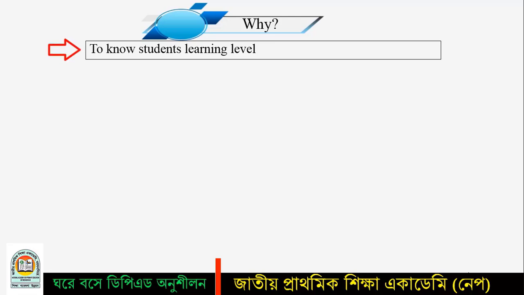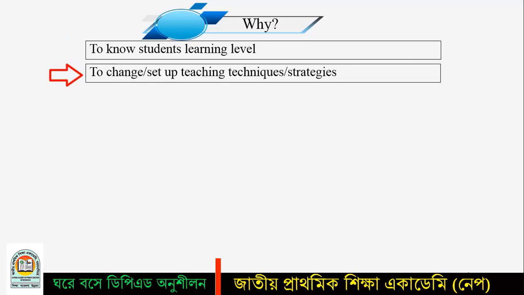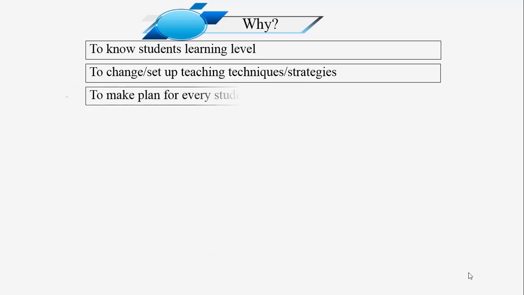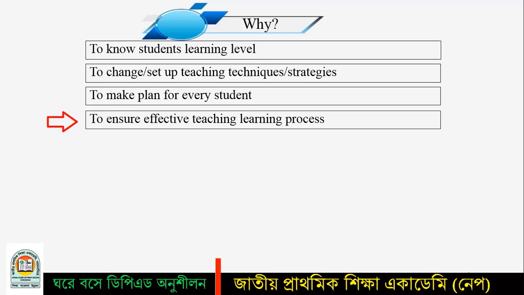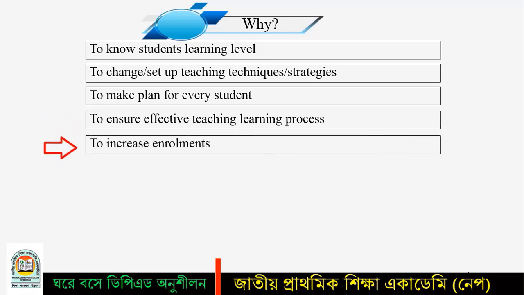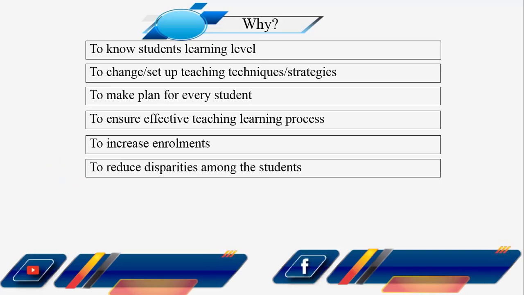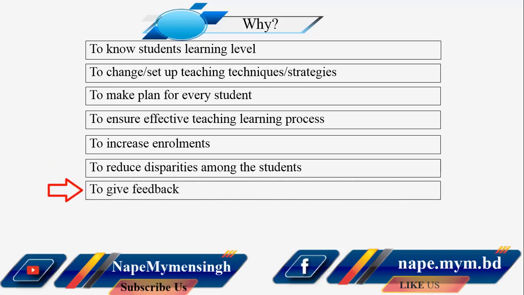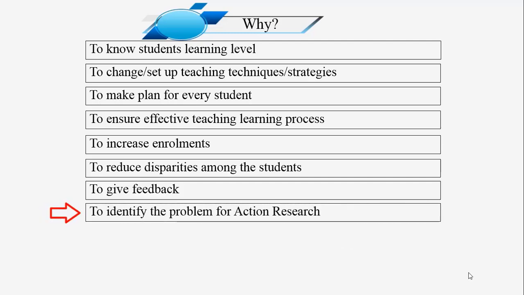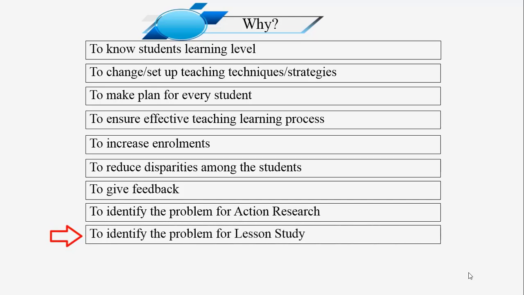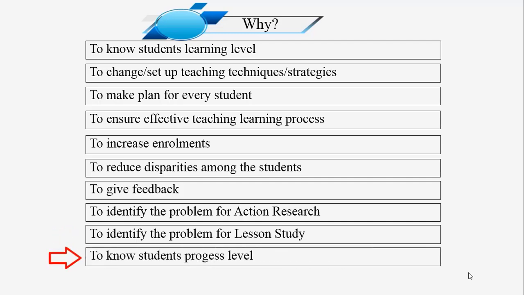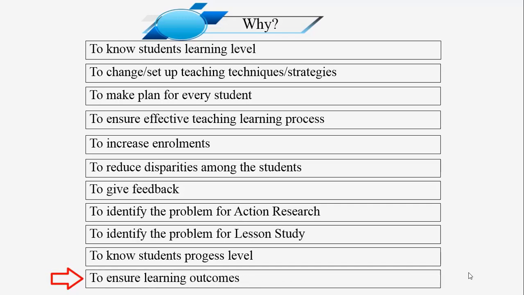Why do you do the baseline survey? Because to know students' learning level, to change or set up teaching techniques or strategies, to make a plan for every student, to ensure effective teaching learning process, to increase enrollments, to reduce disparities among the students, to give feedback, to identify the problem for action research, also to identify the problem for lesson study, basically mathematics and science, to know students' progress level, to ensure learning outcomes.